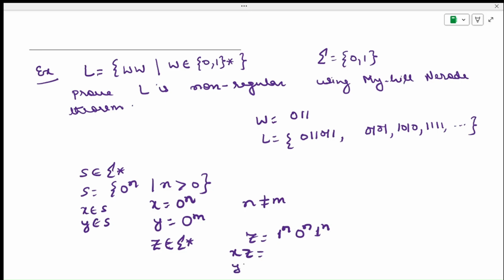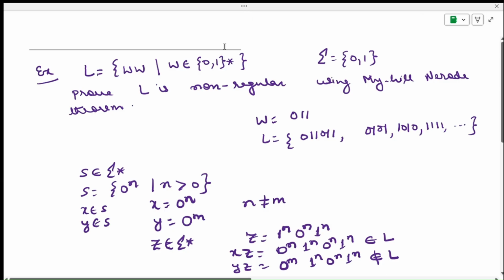I'll see that xz is 0 raised to the power n followed by 1 raised to the power n, 0 raised to the power n, 1 raised to the power n, and yz is 0 raised to the power m followed by z, that is 1 raised to the power n, 0 raised to the power n, 1 raised to the power n. We can clearly see that xz belongs to the language L, whereas yz does not belong to L. So therefore, I can say that x and y are distinguishable with respect to the language.